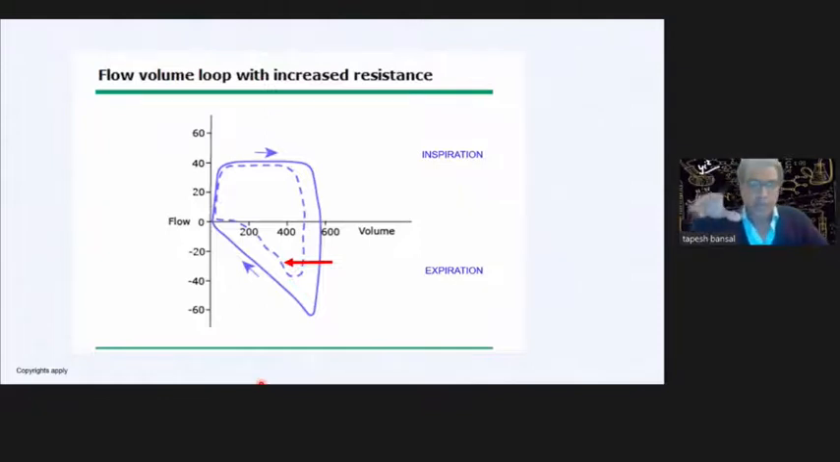So this is the same loop now with increased resistance. As shown here in red, you see there is scooping. There is an inward scooping. That is an indicator of obstruction taking place. Now, when you put the patient on the ventilator, there is an increased resistance inherent to the fact that the patient is on the ventilator. So generally, there will be a slight scooping in almost all the patients.